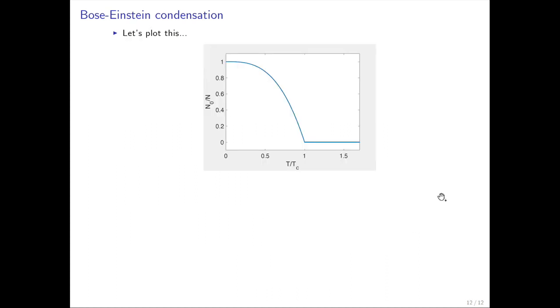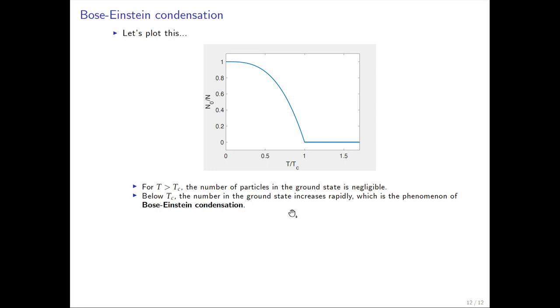And so we plot that. Of course, it looks like this. So this number in the ground state is infinitesimally small above here, right? And in the thermodynamic limit, where n goes to infinity, it really is 0 up here, and it goes like this below. That's the power law we predicted: 1 minus T over TC to the 3/2. For T greater than TC, the number of particles in the ground state is actually negligible. And in fact, for n, the total number of particles, going to infinity, it really does go to 0 there. This becomes very sharp. So below TC, the number in the ground state increases rapidly, and this is the phenomenon called Bose-Einstein condensation.